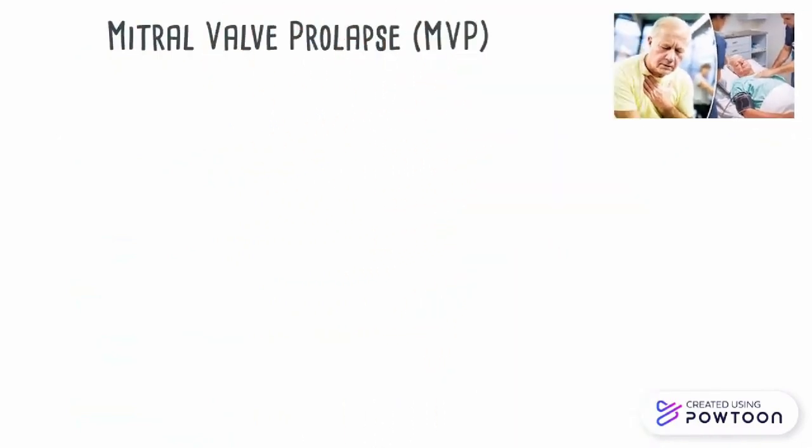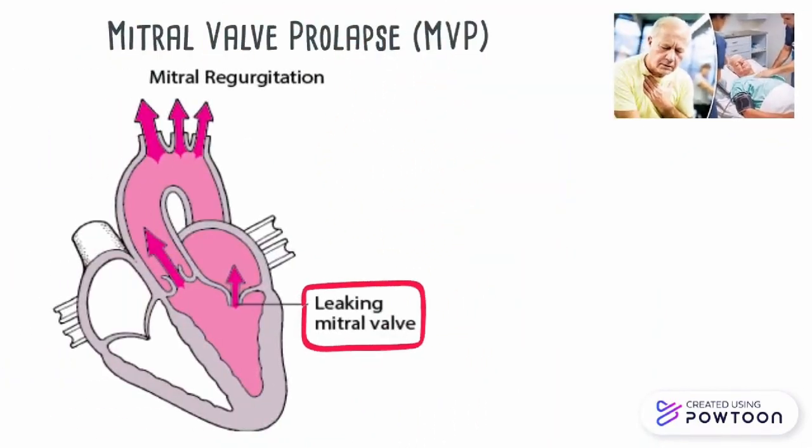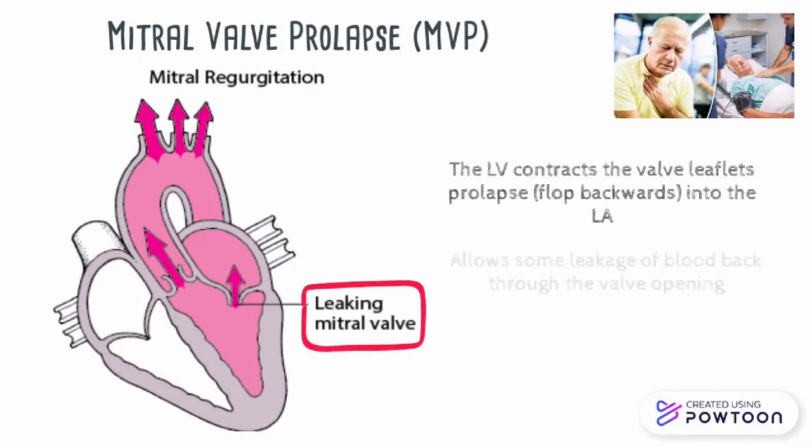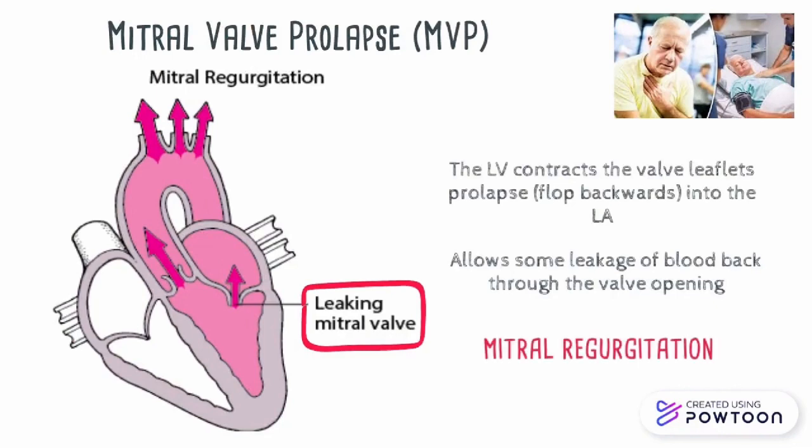But in patients with mitral valve prolapse, the mitral valve has started to leak. When the left ventricle contracts, the valve leaflets prolapse into the left atrium. This usually allows some leakage of blood back through the valve opening, resulting in mitral regurgitation.